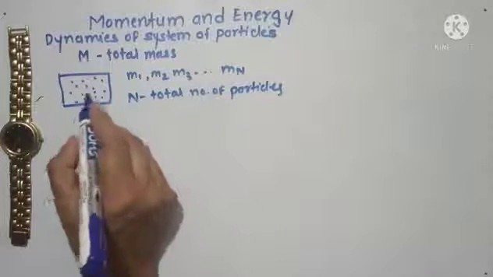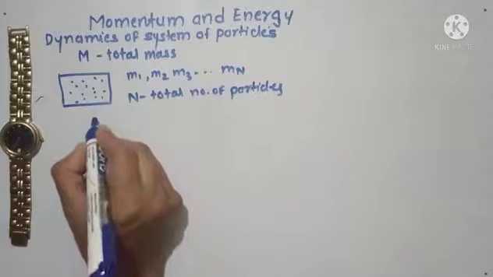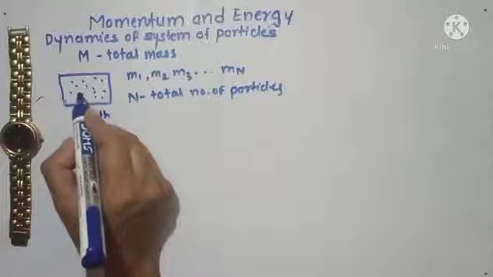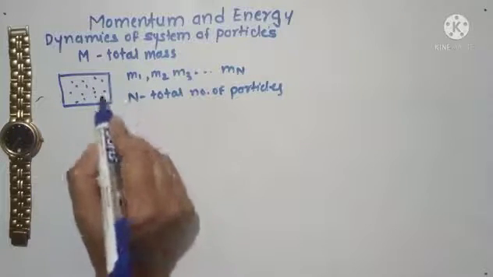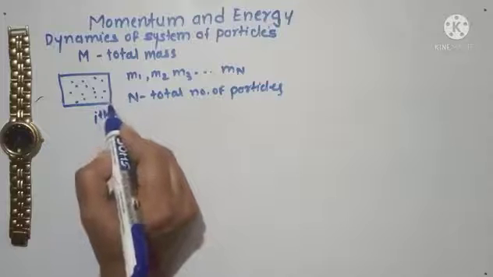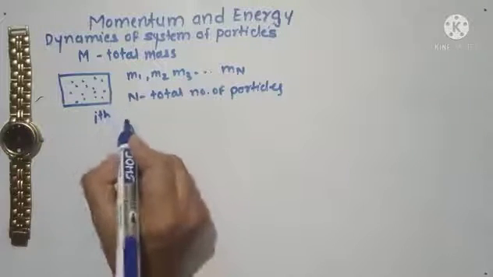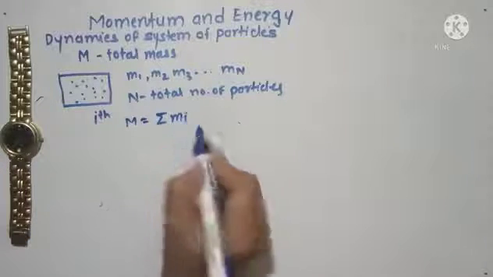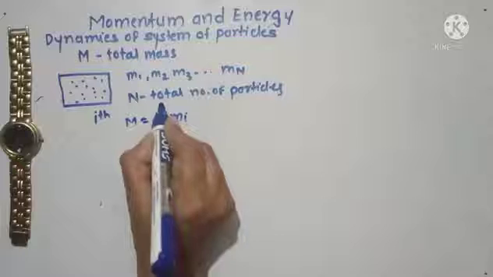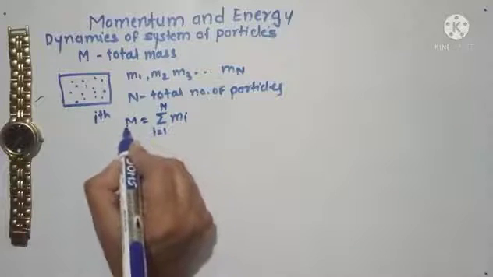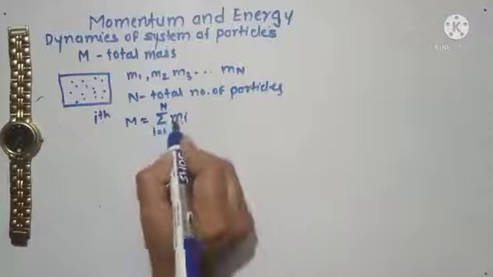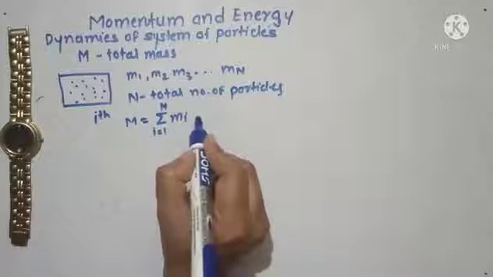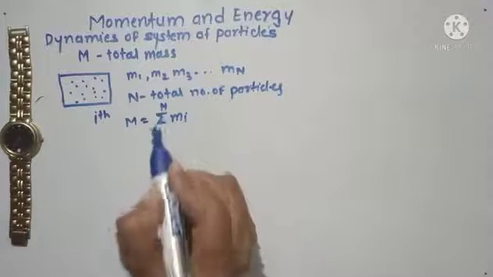If I want to select any particle randomly, I will call it the ith particle. The ith particle means any particle which I have selected for my experiments. Now the total mass of the system is given by M equals the summation of mi, where i runs from 1 to n. So the total mass of the system is the summation of all the particles, where the total number of particles is equal to n.